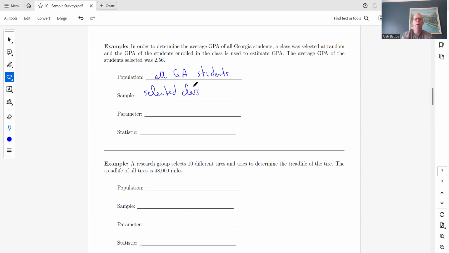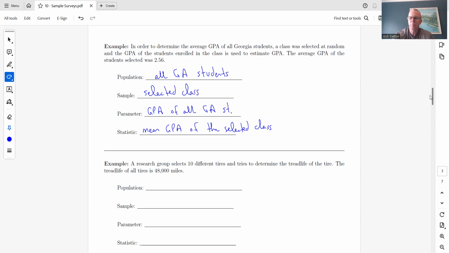And then the parameter, that would be what are they trying to estimate from the population? And so that would be GPA, average GPA of all Georgia students. And then the statistic, that would be the number that is calculated from the sample. That would be, and maybe we should add the mean or the average GPA of the selected class. And so that's the idea here.